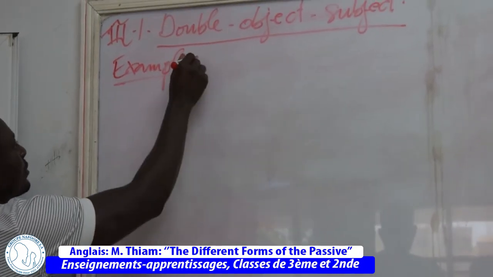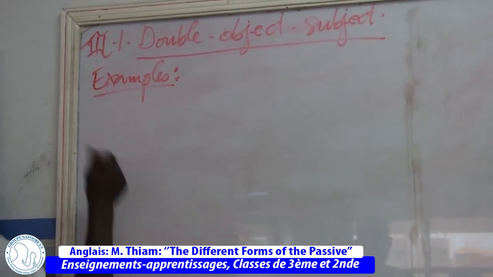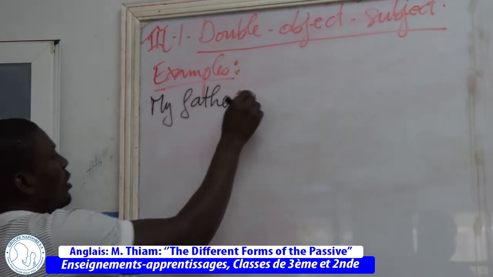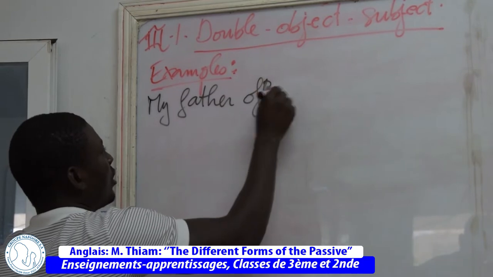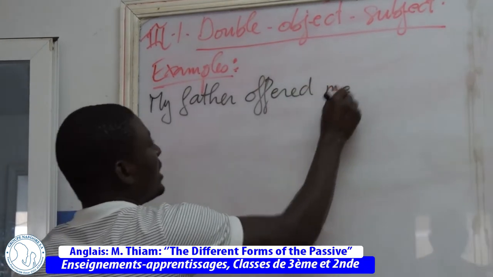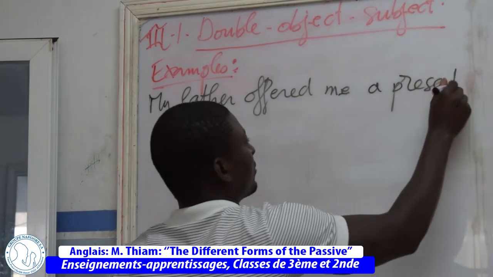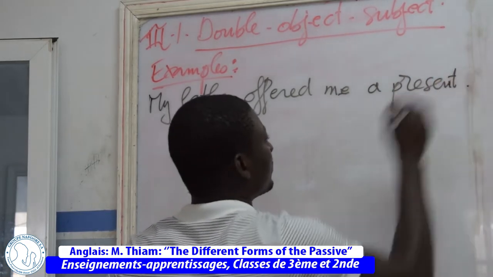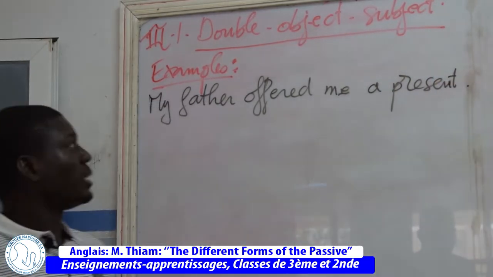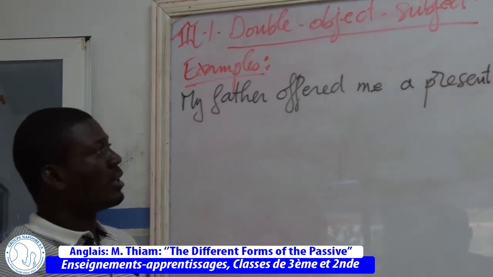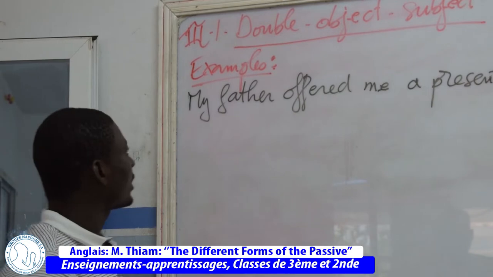Examples. Now, if I say, my father offered me a present. My father offered me a present. Mon père m'a fait un cadeau. Ou bien m'a offert un cadeau.